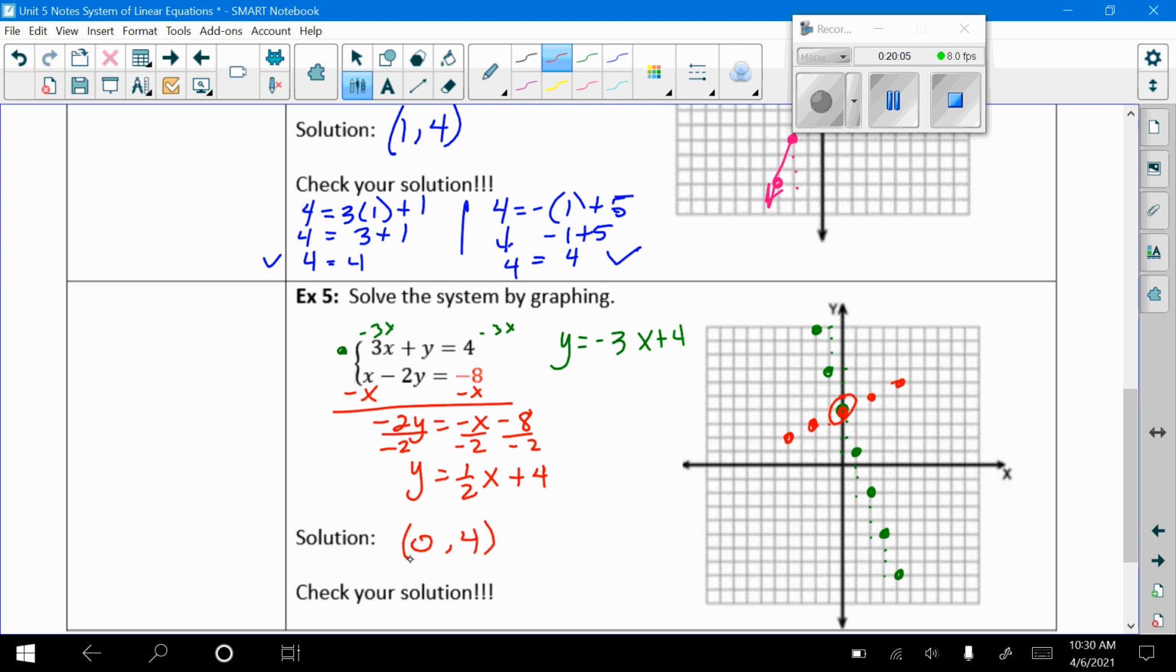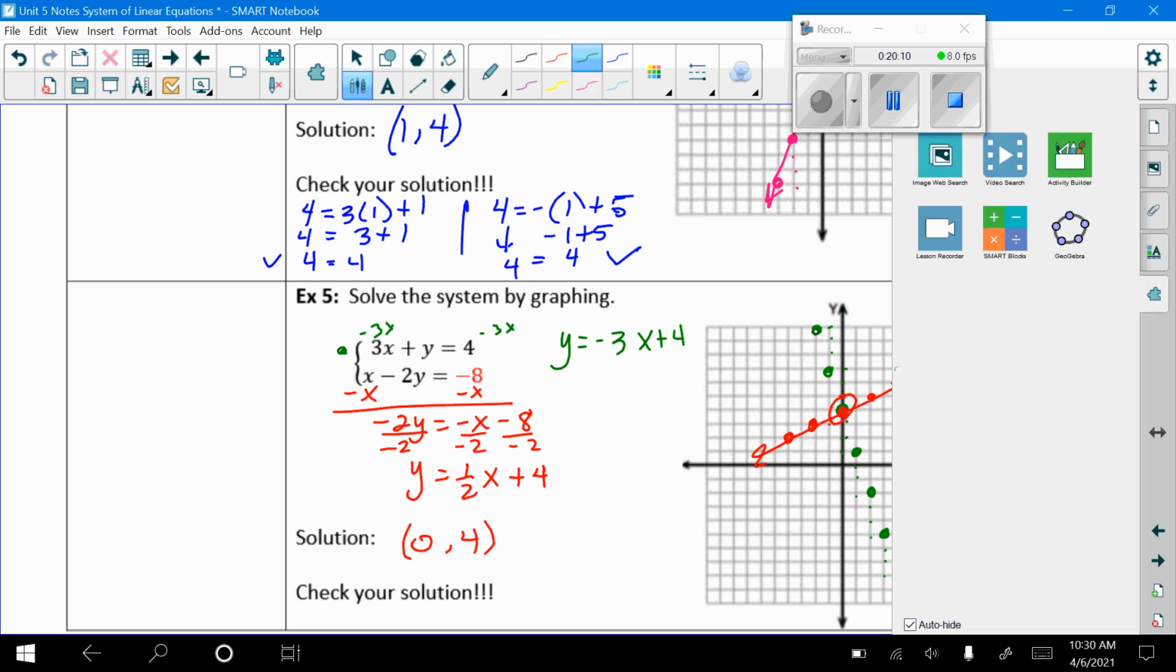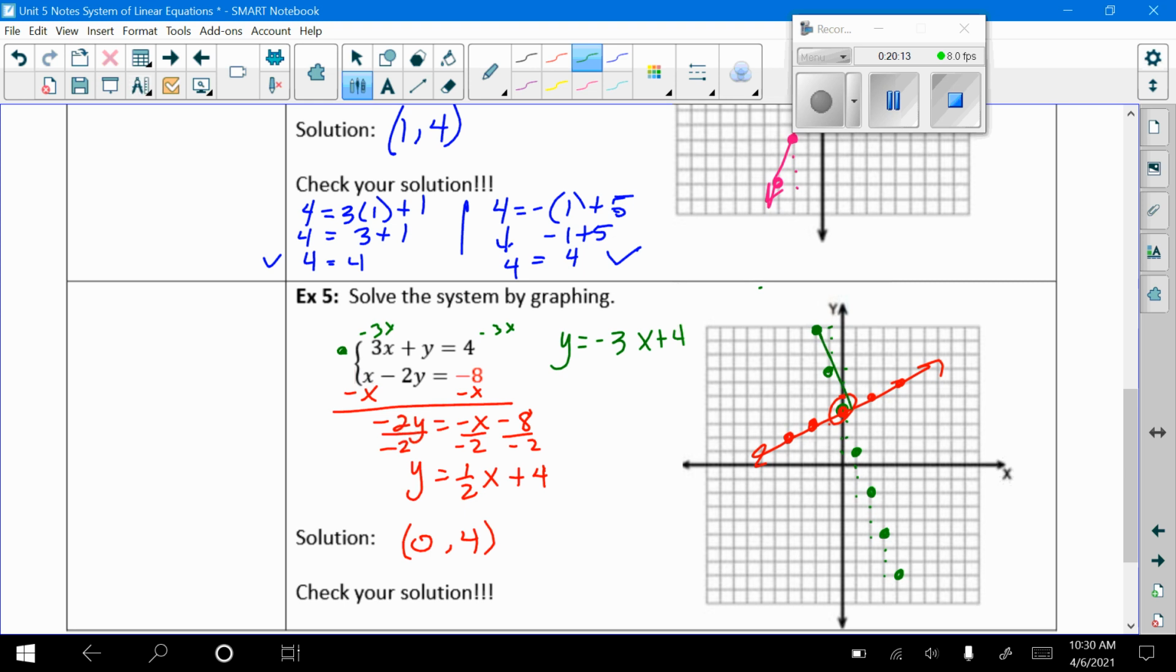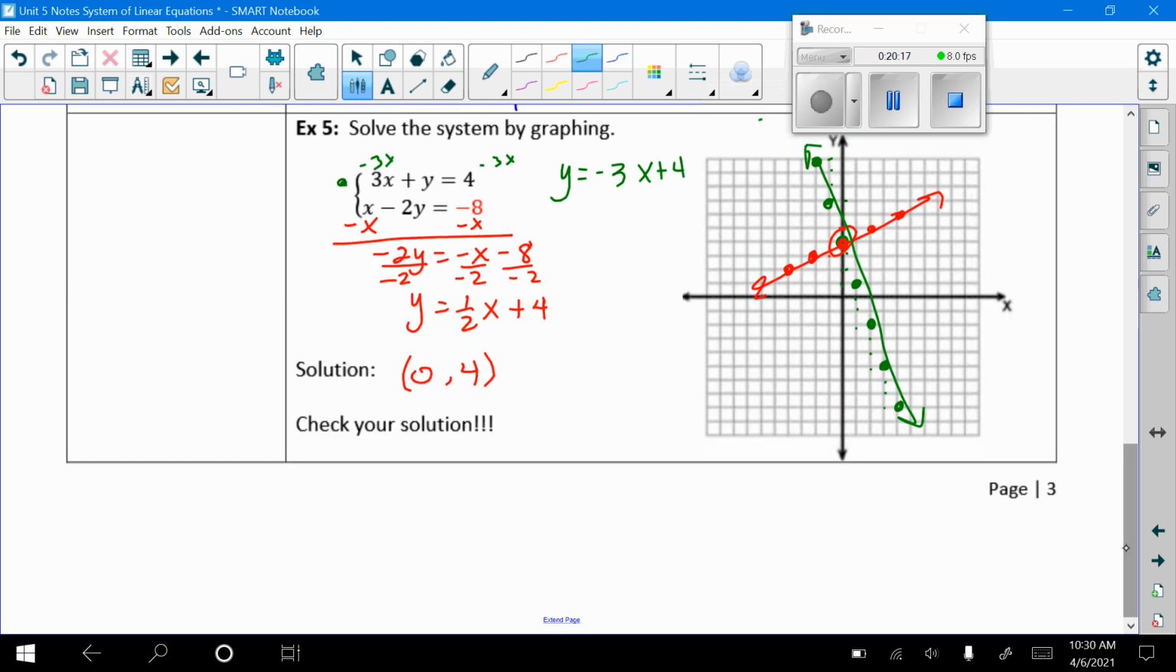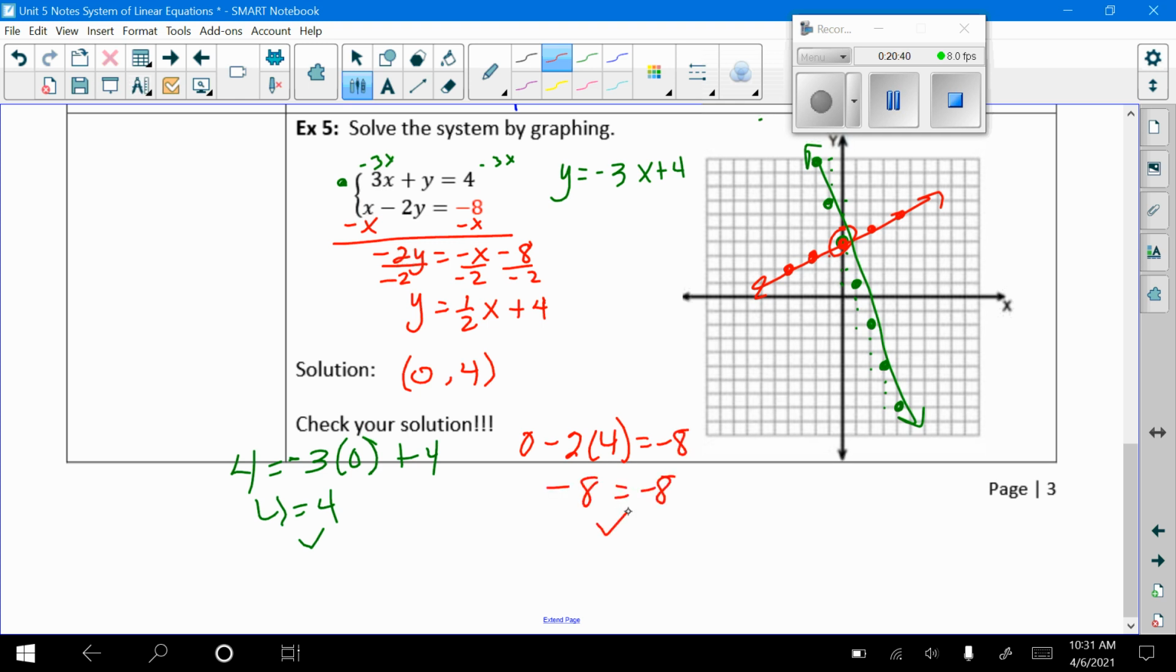And then check your solution for me, please. So it's going to be 4 is equal to -3 times 0 plus 4. So yes, 4 equals 4. And the other one is going to be 0 minus 2 times 4 is equal to -8. -8 equals -8. That is true.